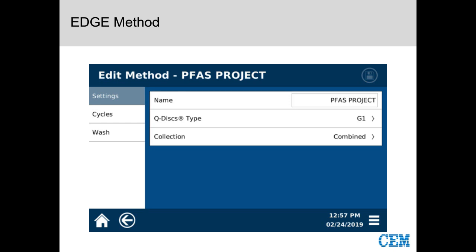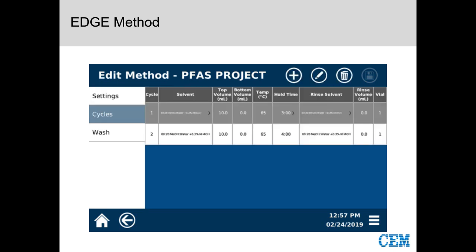All that means is that we're going to be running a two-cycle method, and we're going to collect both of those two cycles in one centrifuge tube. So our final sample is together in one collection. If we look at the actual cycle that we ran for this, please note that you probably can't read the solvent. That is 80-20 methanol-water with 0.3% ammonium hydroxide.